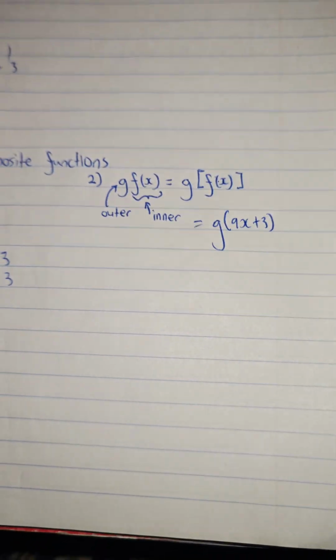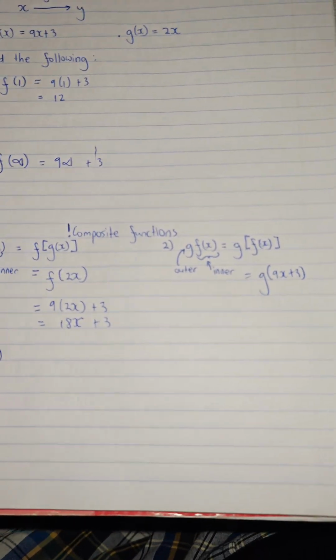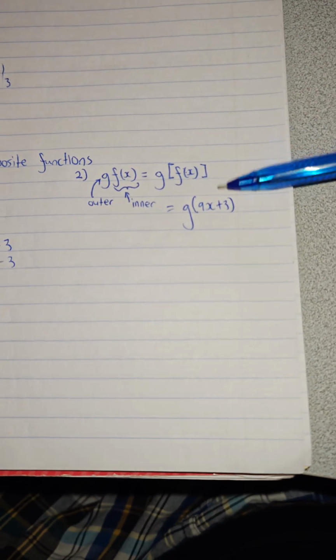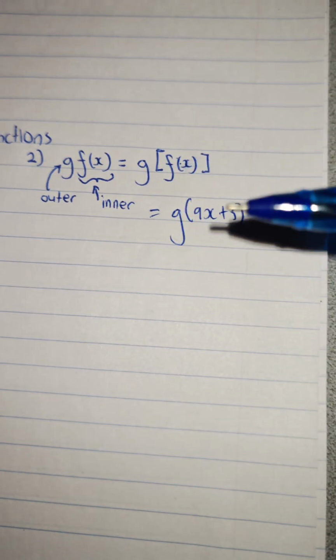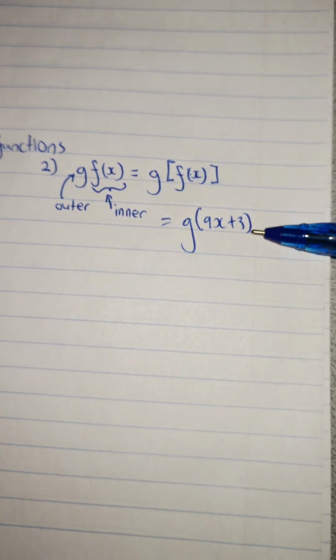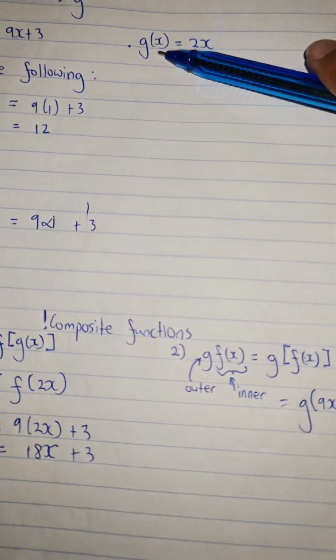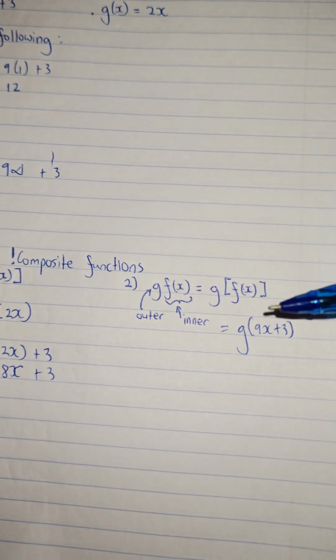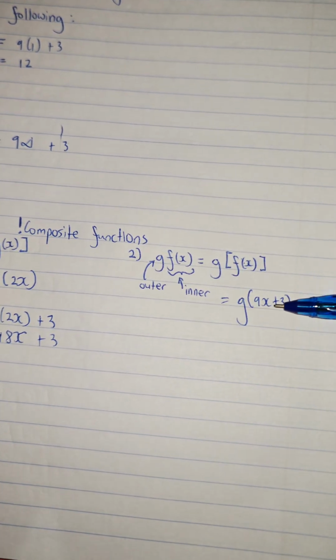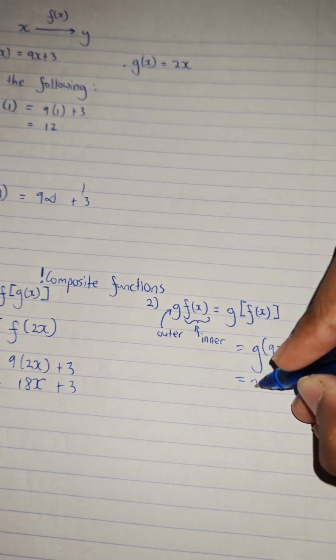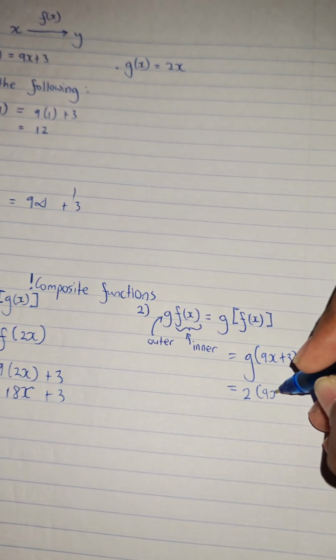Okay, it might be confusing. I'm going to run that back again. So we are plugging f of x into g. And what was f of x? F of x was 9x plus 3. So I wrote g of 9x plus 3. Okay, so what do we have inside the brackets here, guys? We have 9x plus 3 instead of x. So wherever you see x, instead of writing x, what are you going to write? You're going to write 9x plus 3. And so that's going to be equal to 2 by 9x plus 3.